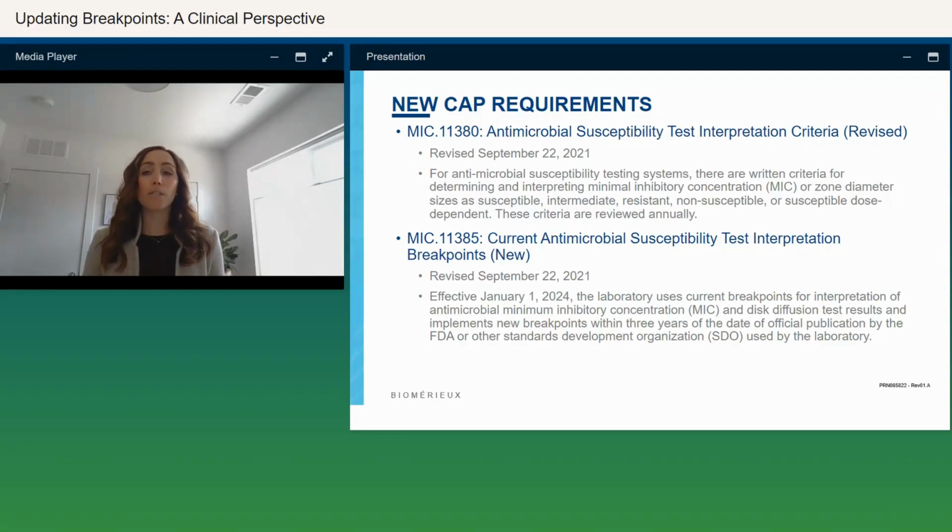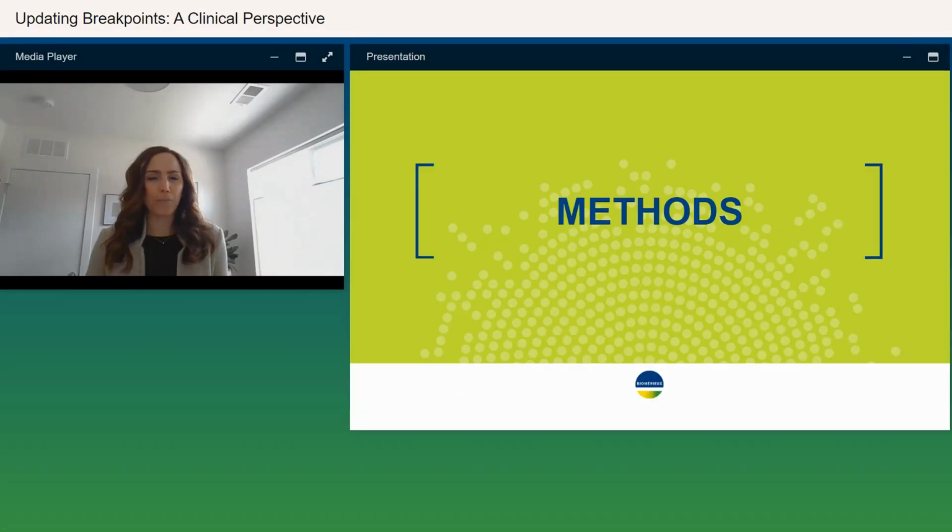Once the breakpoints in use are established, labs have to come up with a plan to update those breakpoints. So once the breakpoints are updated on the instrument, we have to ask, what additional steps need to be taken? Will the LIS or EMR need to be updated? What are the clinical implications of updating these breakpoints? So to answer this, I will turn it over to Dr. Raux.